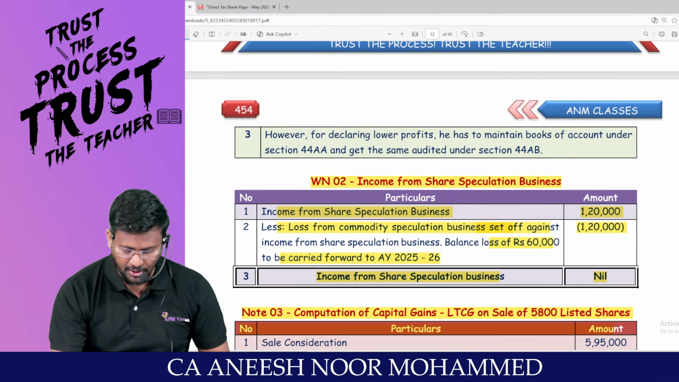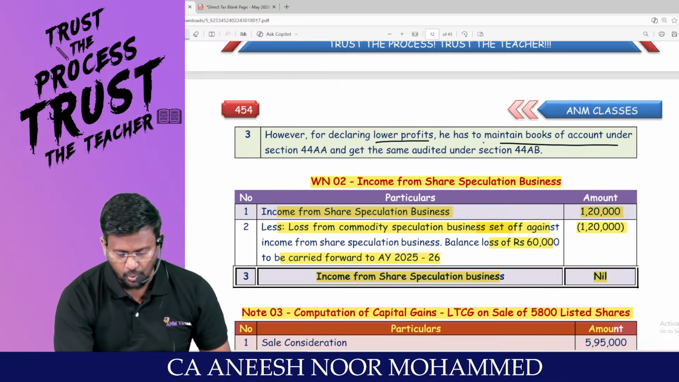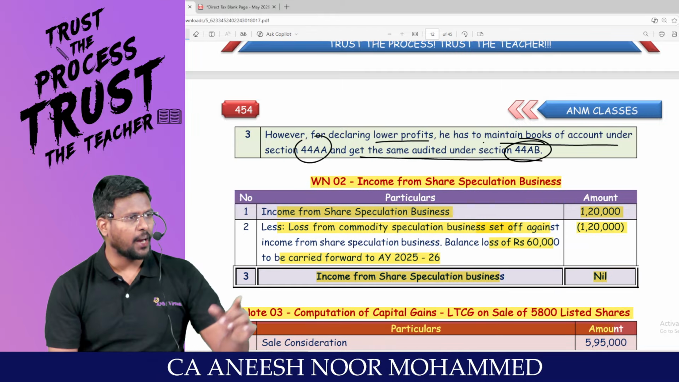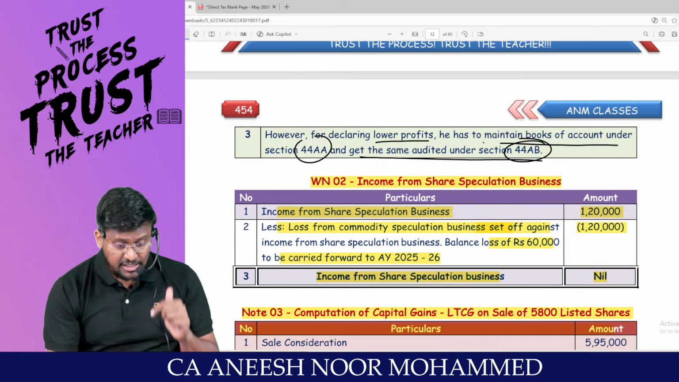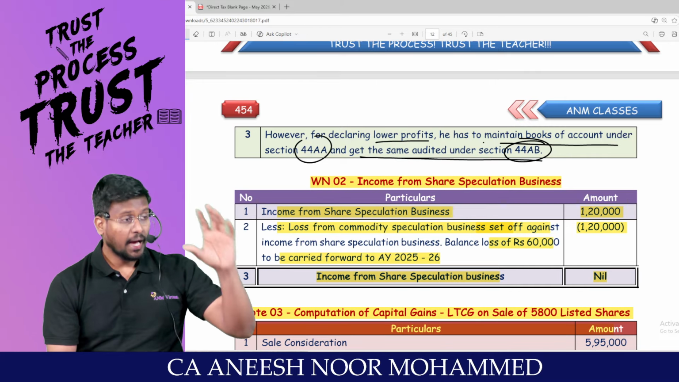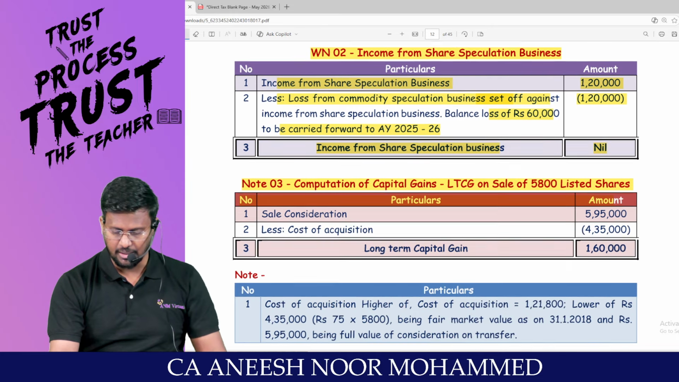Are you all really with me? However, for declaring profit, you have to maintain books of accounts under section 44A and get the same audited under 44AB. Are you all really with me? This point will make the examiner really happy, and he will understand that you have a fair level of preparation for the examination, my dear lovable students.